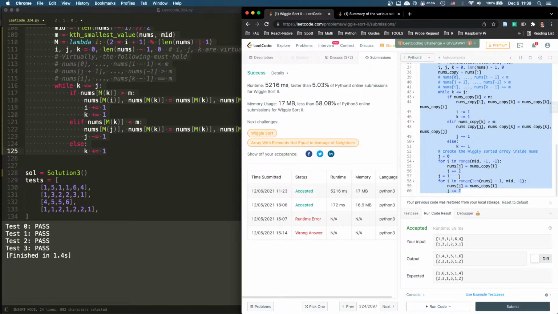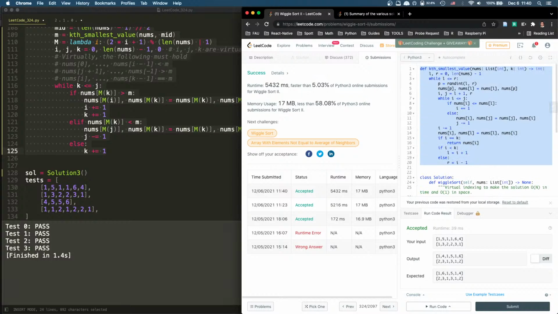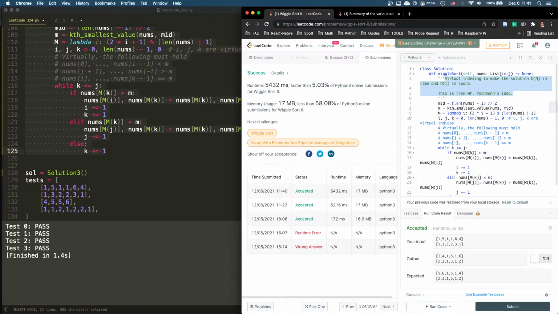How about O(n log n) time and O(n) space? Right? So basically, we don't use the other solution. We say this is O(n log n) time and O(n) space.